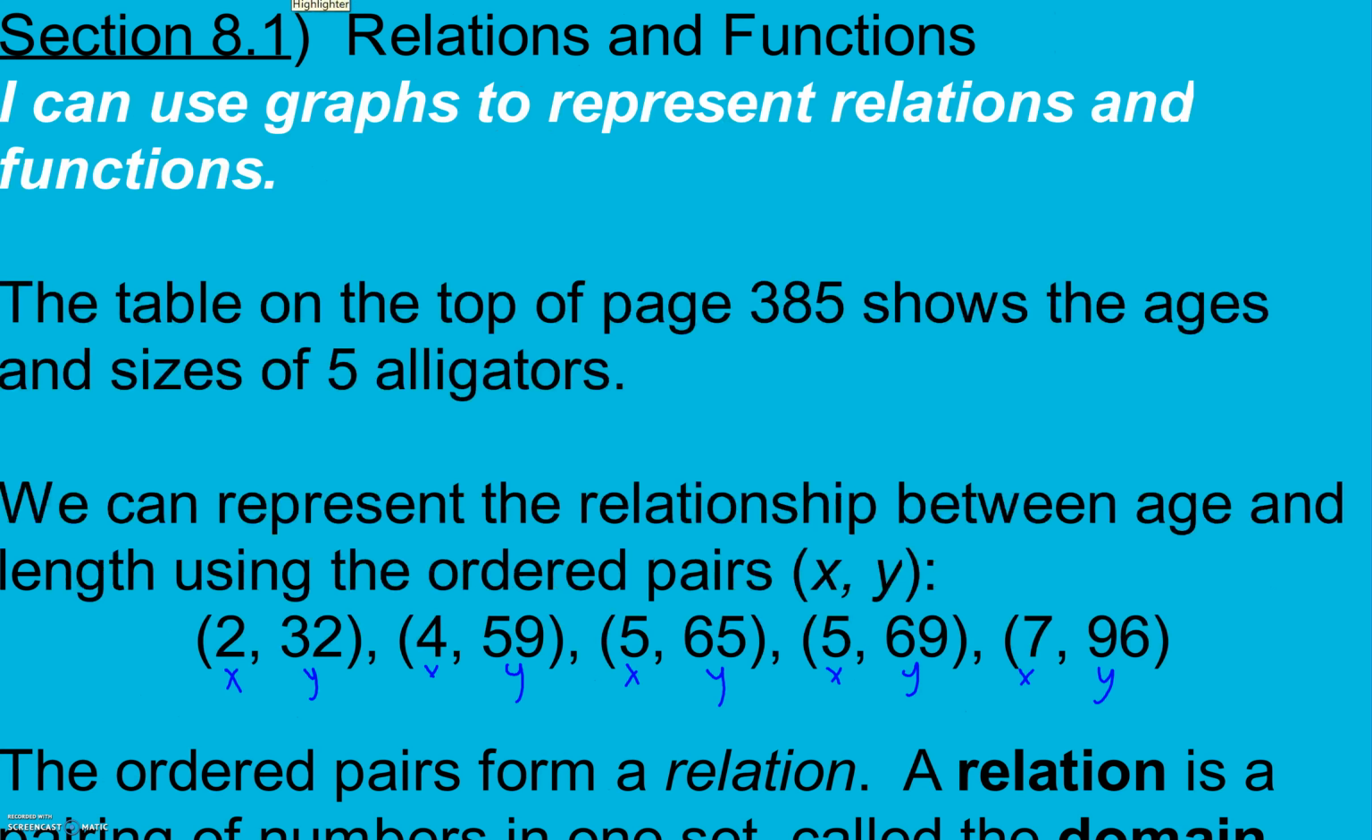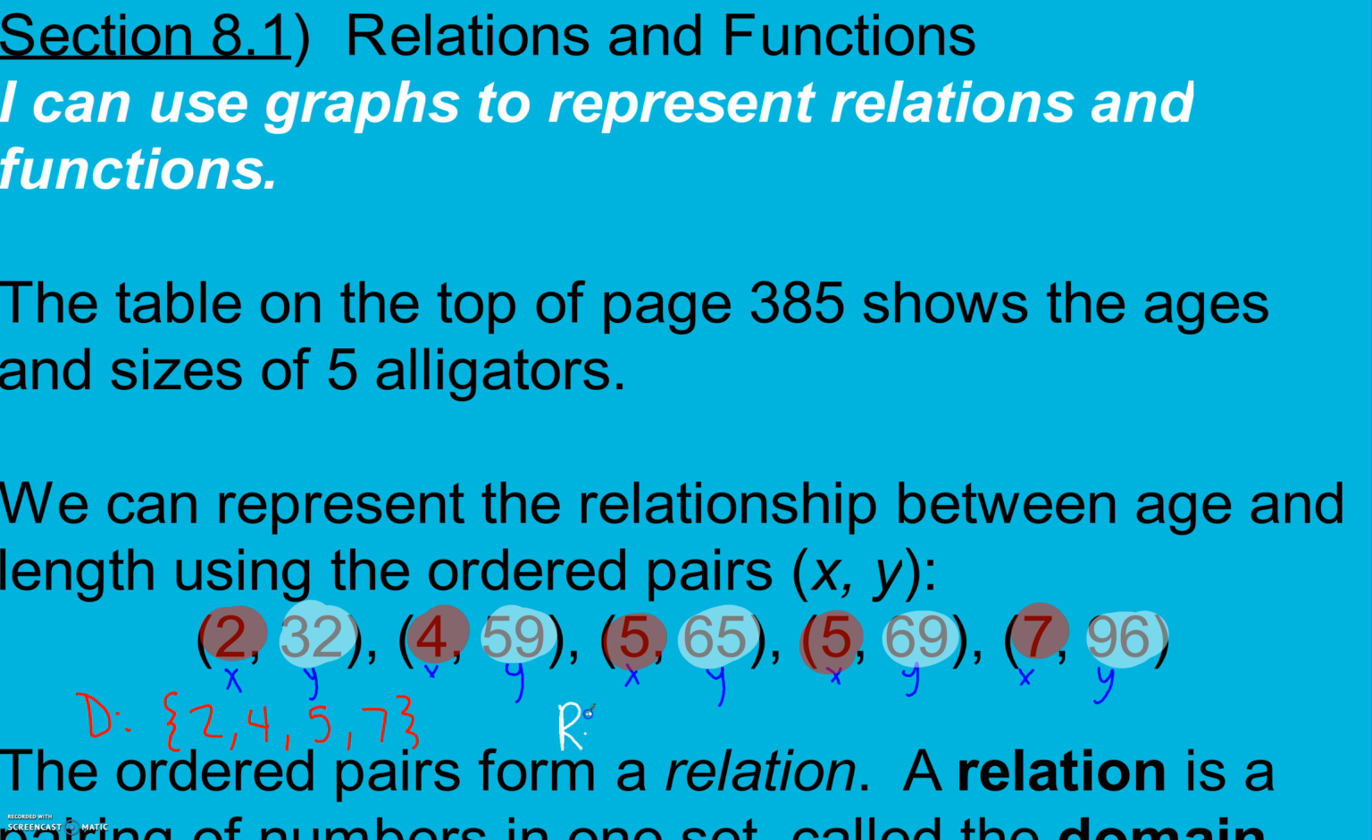So my domain are my inputs, like 2, 4, 5, 5, and 7. My range are my outputs, 32, 59, 65, 69, and 96. So my domain, I list those values, and I put them in curly brackets to show that it's a set. 2, 4, 5, and I only list it once, even though it's there twice, and 7.